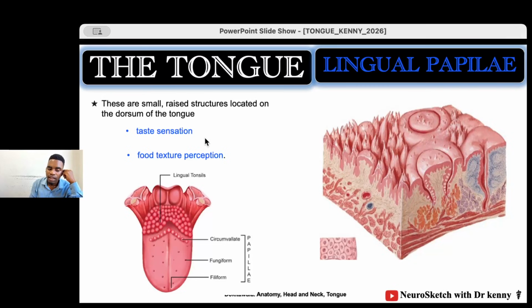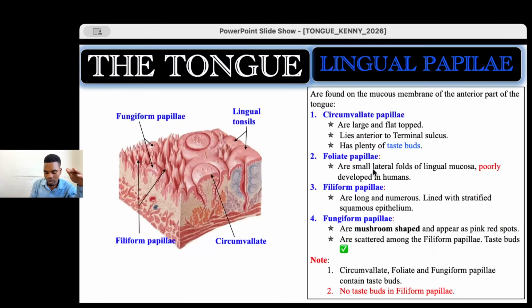The function of this lingual papilla is the sensation of taste, because they have got taste buds, and the perception of food texture. As you can see, we have different shapes of this lingual papilla, and we have to discuss each one in turn. We have 4 of them.